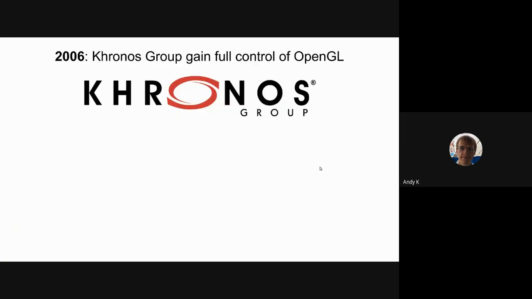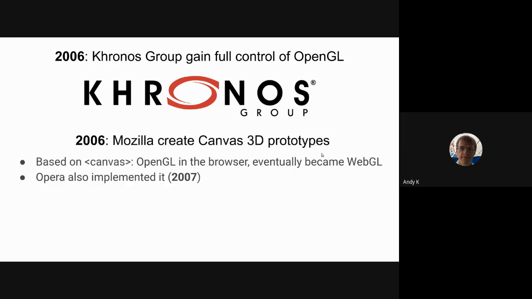So in 2006, the Khronos Group gained full control of OpenGL from Silicon Graphics. And the same year, Mozilla created Canvas 3D prototypes. Based on JavaScript, like the Canvas element, they added OpenGL into the browser, and this eventually became WebGL. Opera also implemented it in 2007.